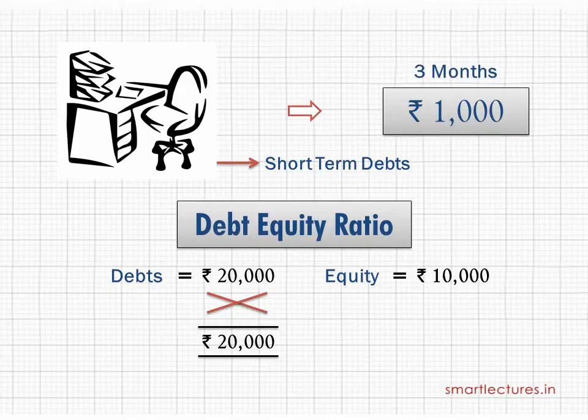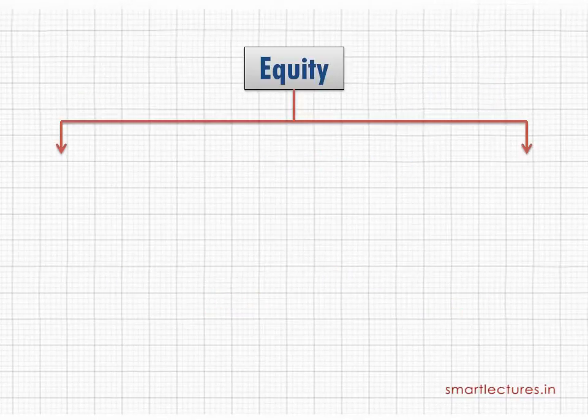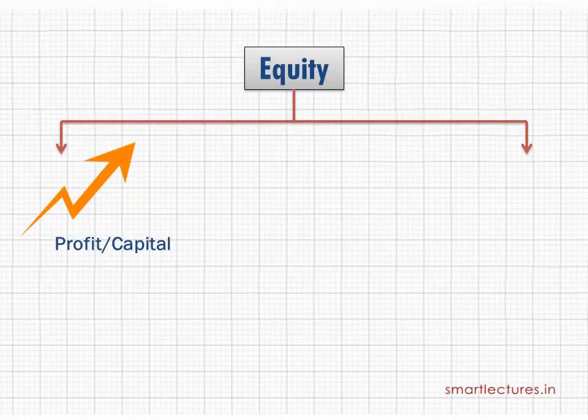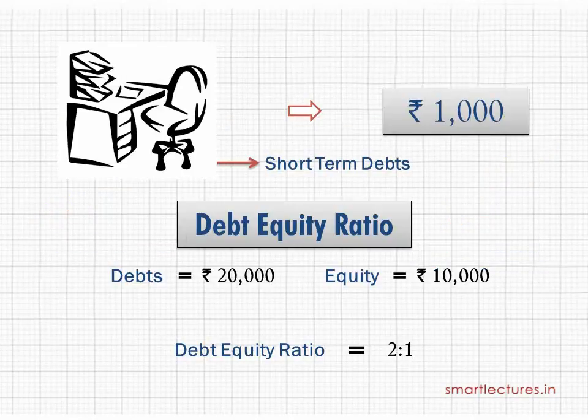And moreover, it's not going to affect this equity. Equity can be increased only by profit or fresh capital. And equity can be decreased by withdrawal of capital or loss. So it means due to this transaction, equity won't be affected. So debts will remain 20,000 as it is, and in the same way, equity will remain 10,000 as it is. So ratio will be 2:1. It means this transaction won't affect the debt equity ratio.